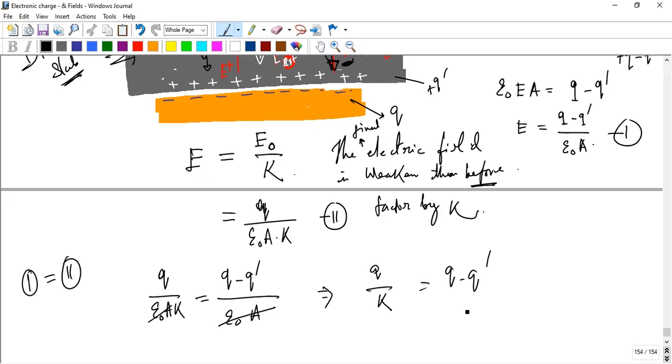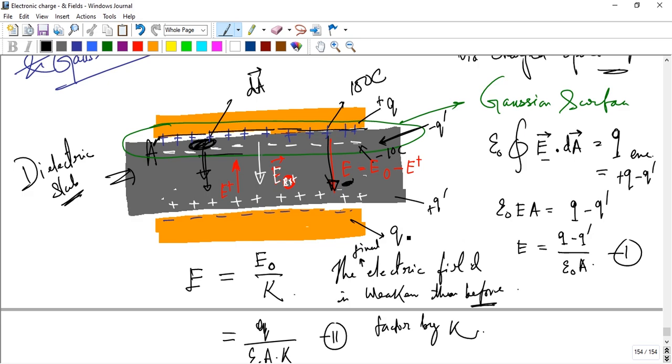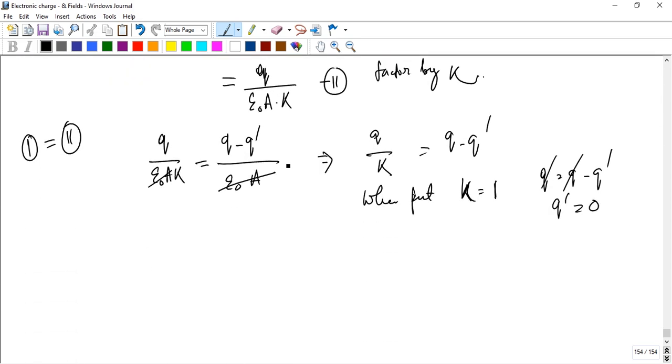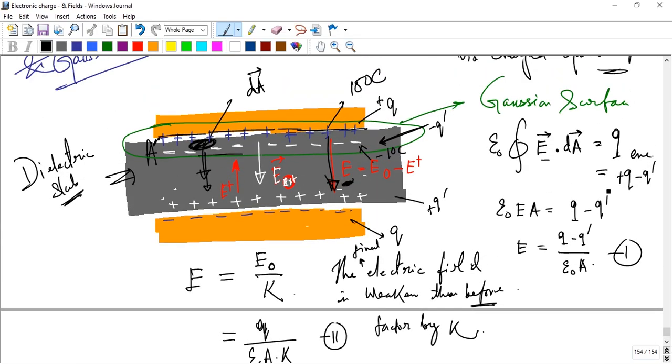When K is equal to 1, Q equals Q minus Q dash, and the two Q cancel, so Q dash is 0. Q dash being 0 represents no dielectric present, meaning a vacuum. Q dash is the induced charge on the dielectric, so if it is 0, there is no dielectric slab here. That means vacuum.